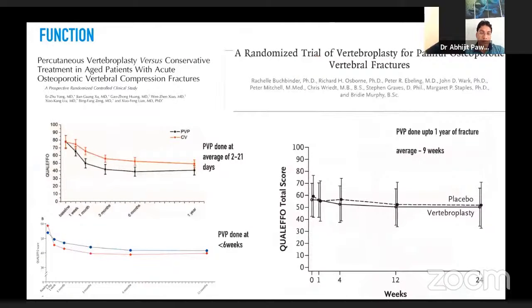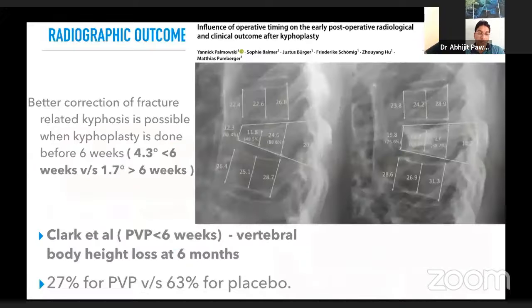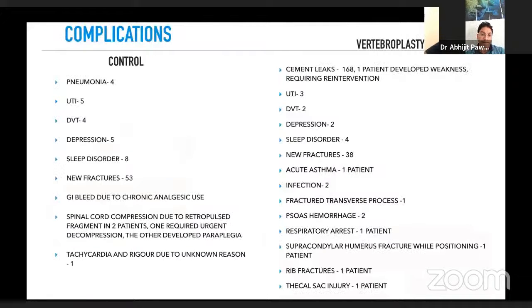The functional outcome was better when vertebroplasty was done before 6 weeks as compared to before 9 weeks. Coming to the radiological outcome, we found that there was a better correction of fracture-related kyphosis when vertebroplasty was done before 6 weeks. There was also lesser loss of vertebral body height when it was done before 6 weeks. Coming to the complications, vertebroplasty patients had lesser number of medical as well as neurological complications.